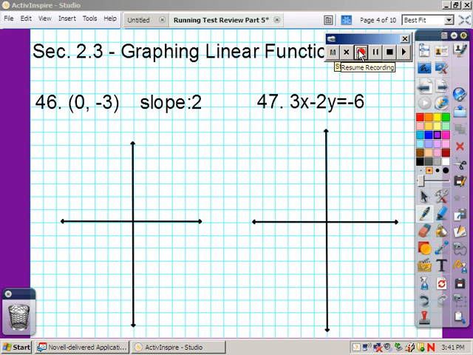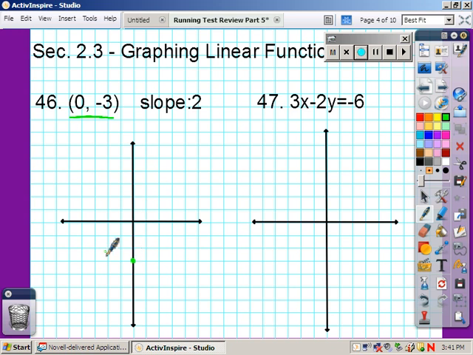So we're going to move into section 2.3. This is on graphing linear functions. So there's a whole host of different ways you can do this, but basically what you know is you're going to be graphing a straight line, so you should be trying to have 2 points to do it. So sometimes, as in the case of number 46, they just flat out give you one of the coordinate points you're going to graph. So go ahead and plot 0, -3. That's over 0 and down 3.